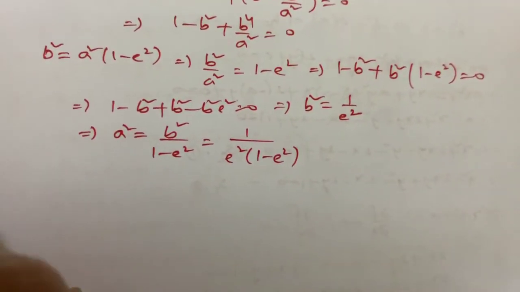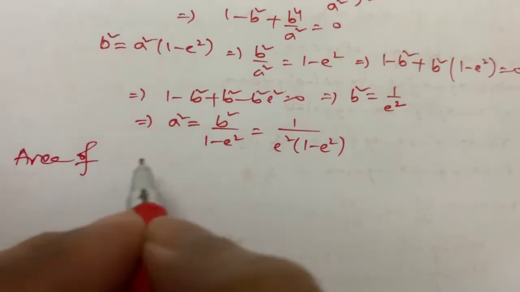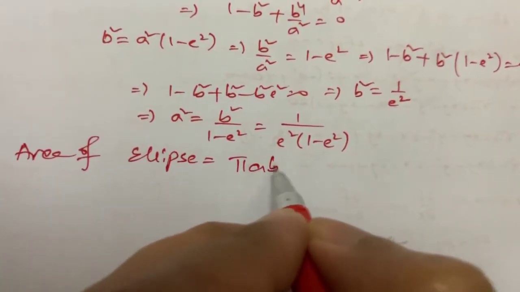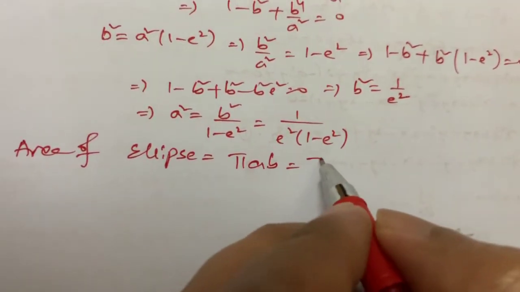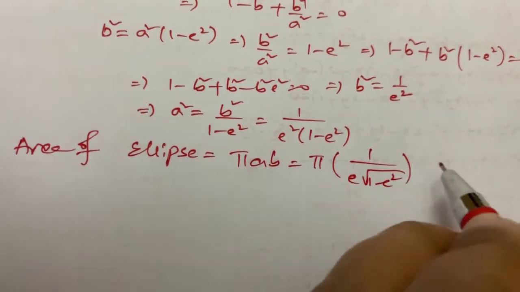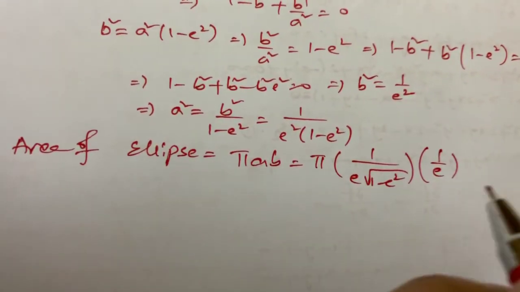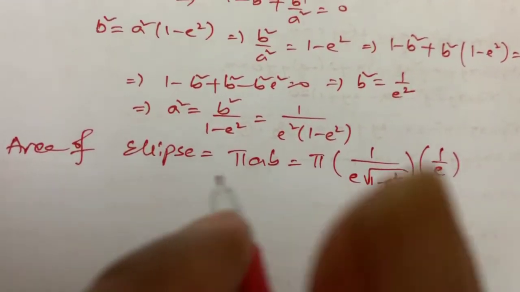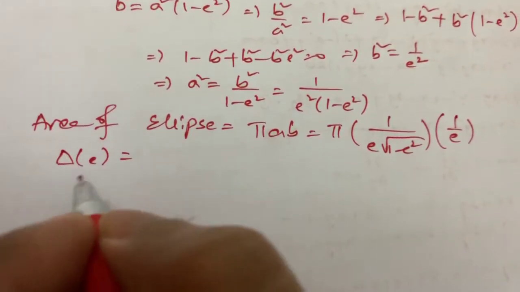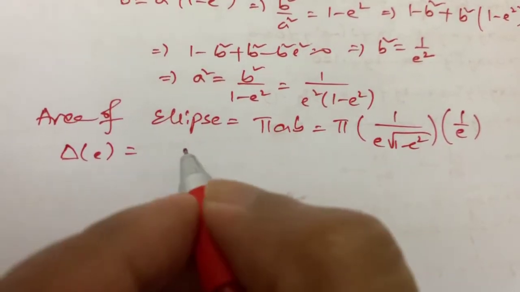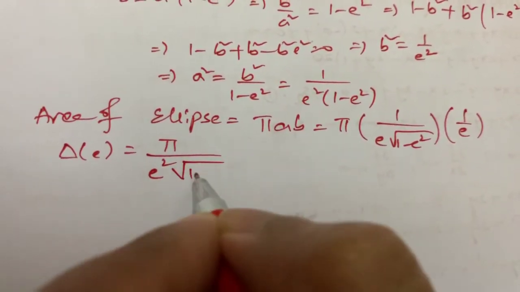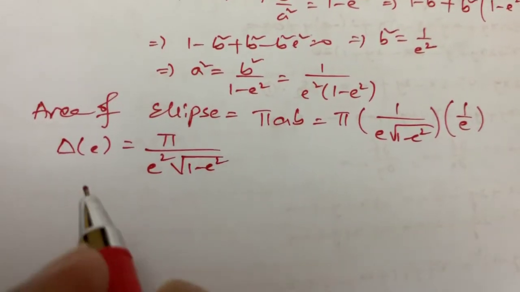So area of ellipse is equal to, area of ellipse is πab. So π into a, which is (1/e)·√(1 − e²) in the denominator, and b is 1/e. So delta is a function of eccentricity, right? Area is represented by delta, so delta is a function of eccentricity. Delta is π/(e²√(1 − e²)).